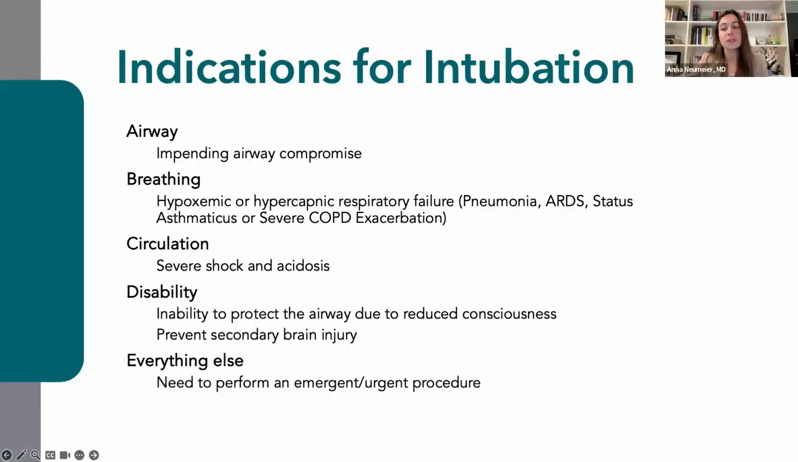The most definitive way to secure the airway is by placement of an endotracheal tube, which is what we will review. However, adjunctive airways and approaches may be needed in certain circumstances. For this talk, we will primarily focus on intubation with an endotracheal tube.